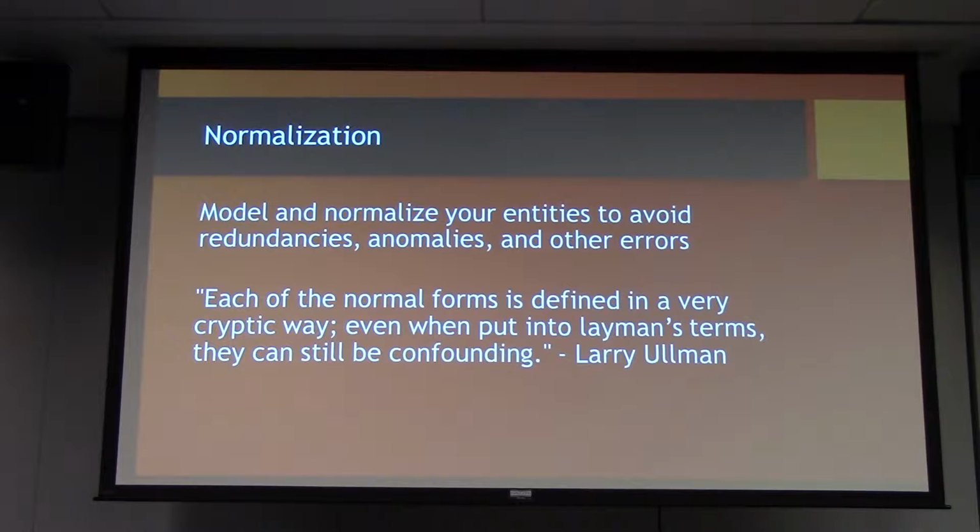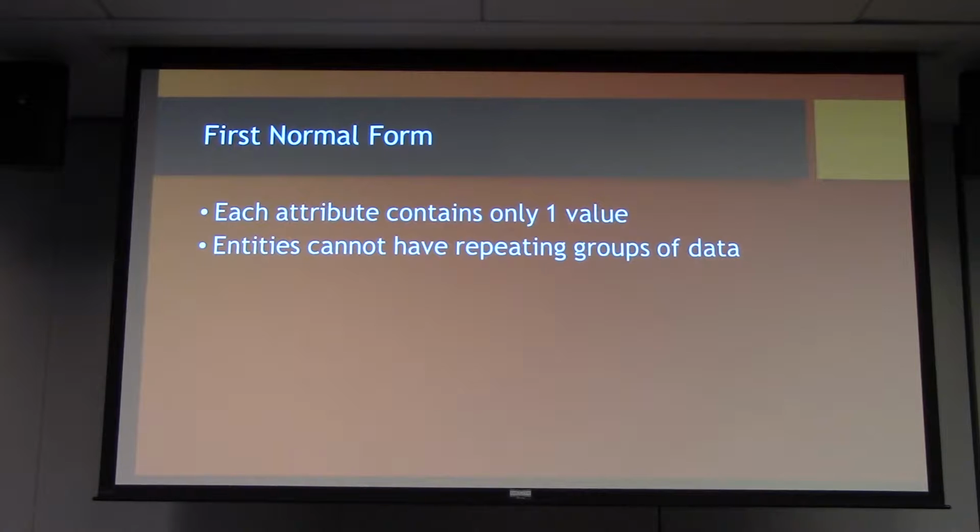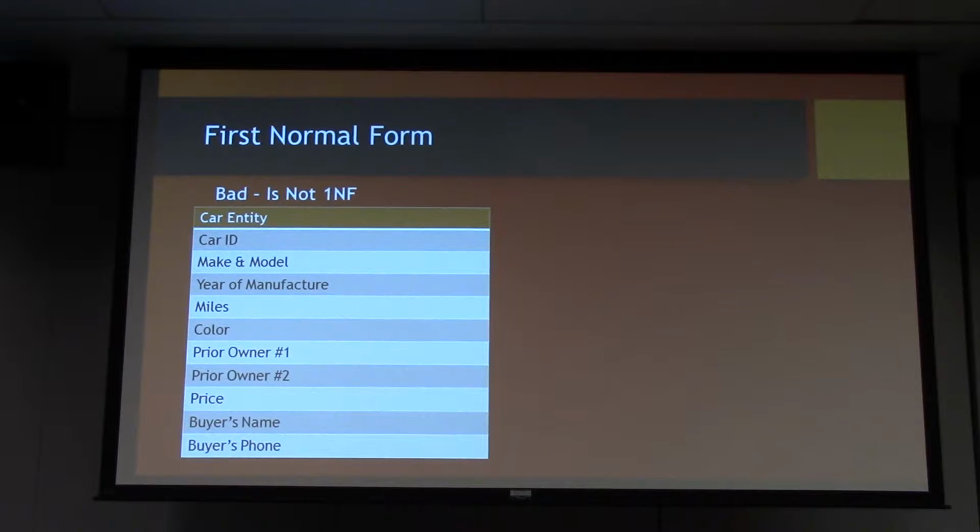Okay. Larry Ullman, when he wrote this book, said that each of the normal forms is defined in a very cryptic way, and even when put in layman's terms, they can still be confounding. We'll go through each one of those three normal forms step by step. So step 1, each attribute should contain only one value, and make sure that your entities do not have repeating groups of values. So in the example I created, which fields are storing more than one piece of data?